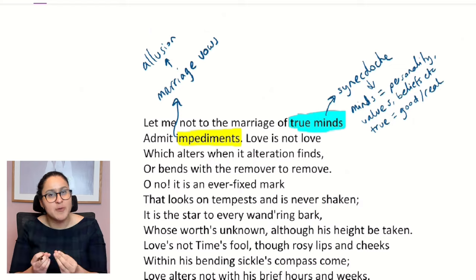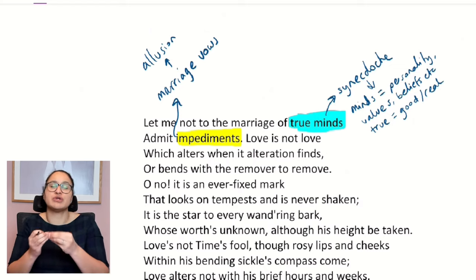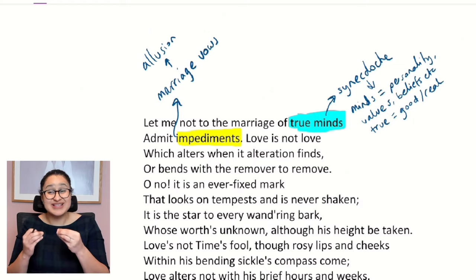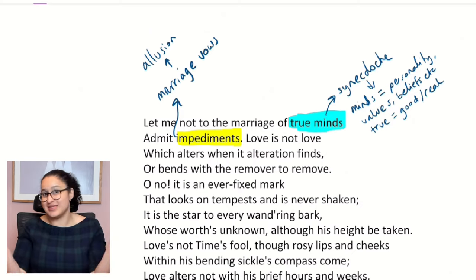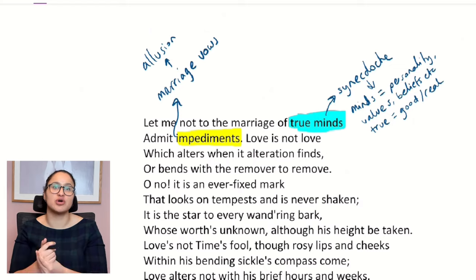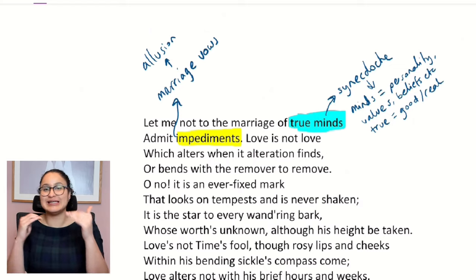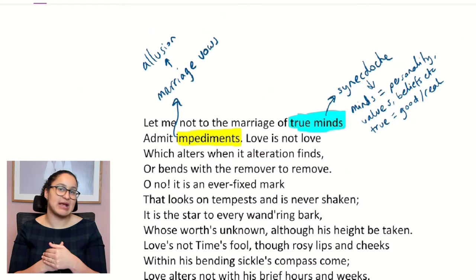True love, a proper marriage, is about two people that truly connect with one another. And that's actually a pretty darn big deal for him to be saying something like that in this time period where it is so uncommon for people, particularly in the higher classes, to be getting married for love.